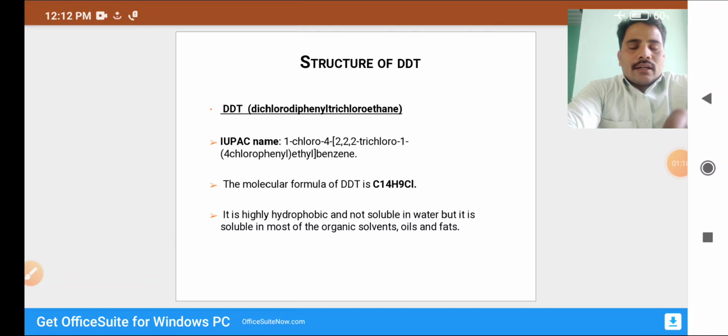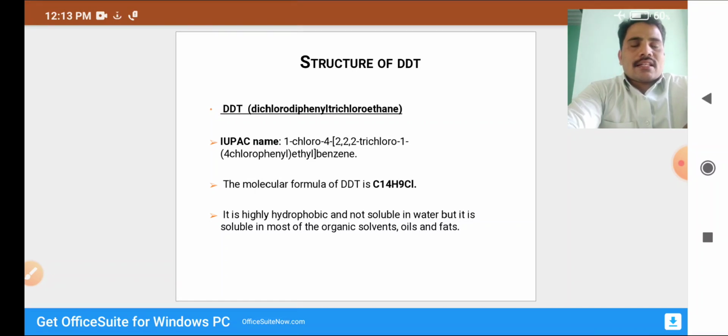dichloro diphenyl trichloroethane. Here the IUPAC name is 1-chloro-4-(2,2,2-trichloro-1-(4-chlorophenyl)ethyl)benzene. So this is the IUPAC name. The molecular formula of DDT is C14H9Cl5.